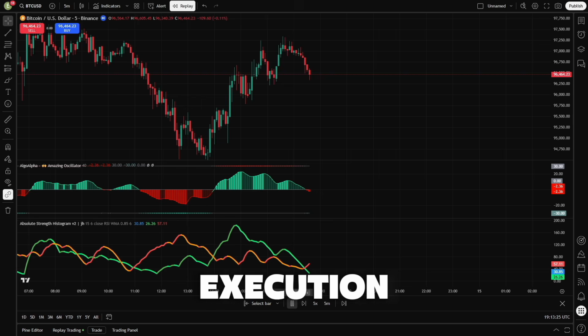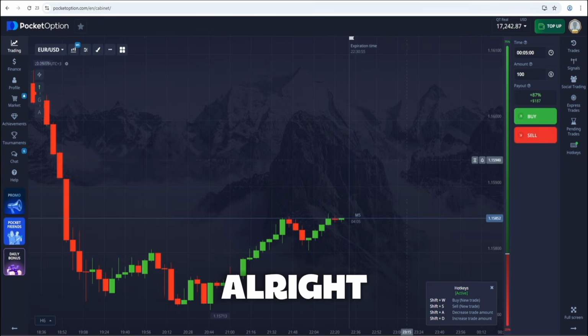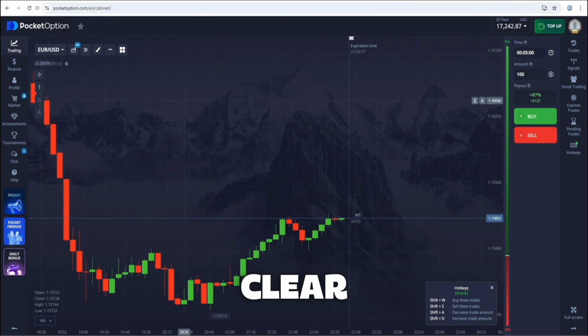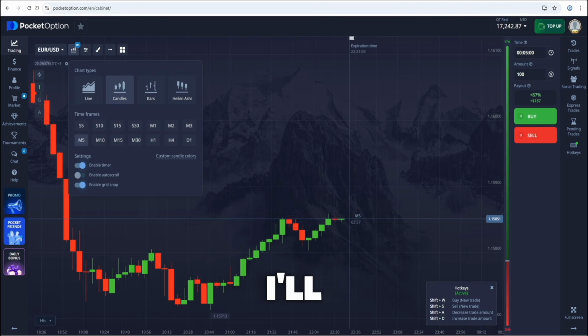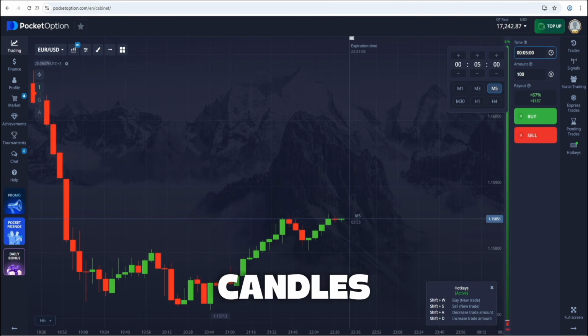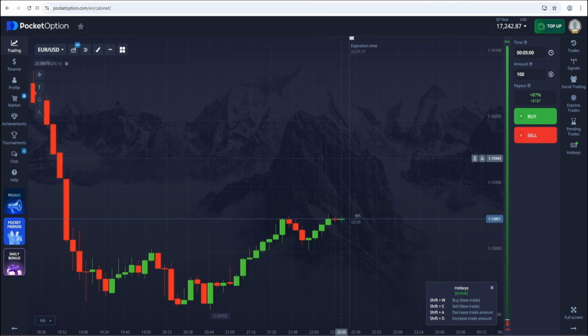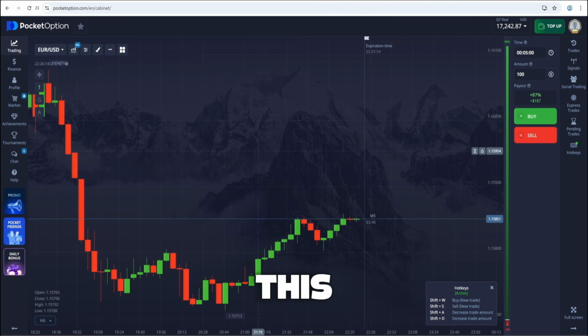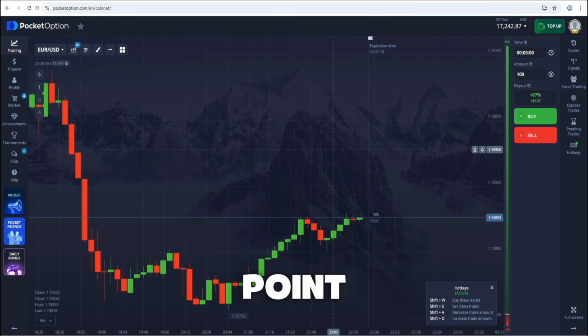It's time for execution. Alright, I think the setup is totally clear now. So, let's stop talking theory. We're switching over to Pocket Option now. I'll set the chart type to candles, the trade duration to 5 minutes, and I'll be entering each trade with $100.